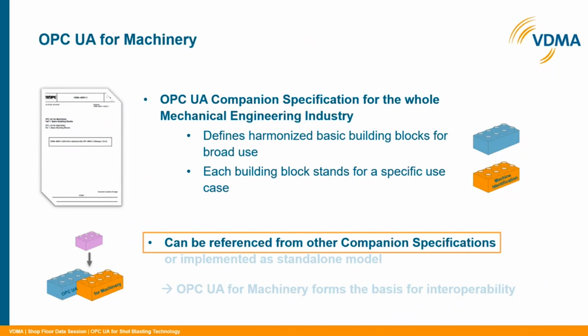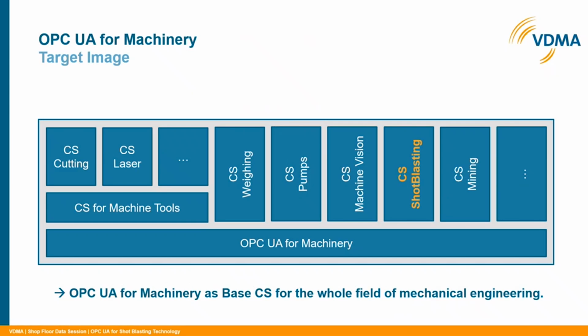And in the machinery specification, there are some use cases defined, and these use cases are solved by specific building blocks that can be used in other companion specifications or even in information models that are not standardized. So you can always take the machinery specification and take the parts that you are interested in, take them into your specification. And that's exactly what we did in our companion specification for shot blasting technology. And by that, you can see that we are fulfilling at this point the target image of the machinery.